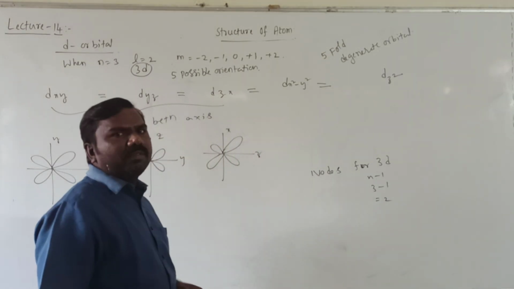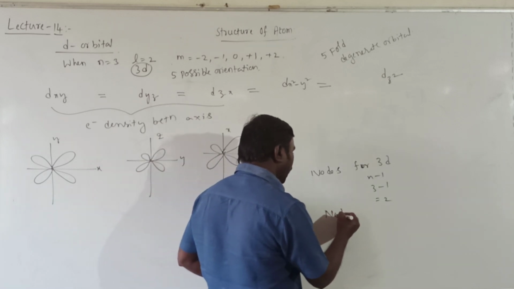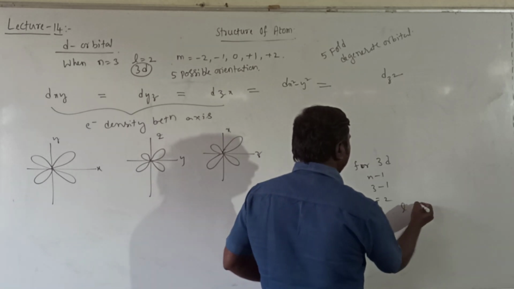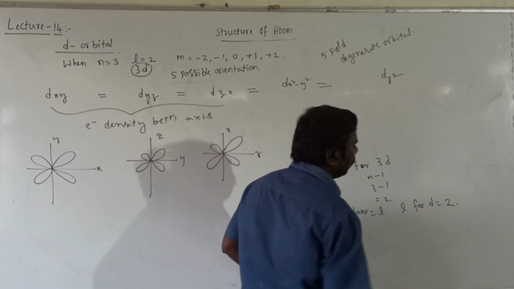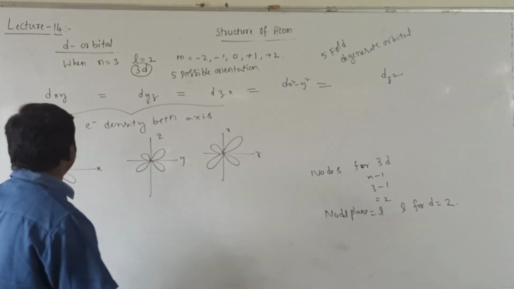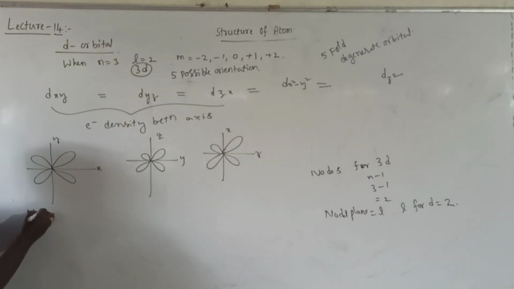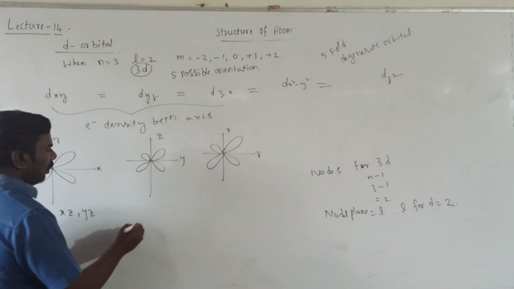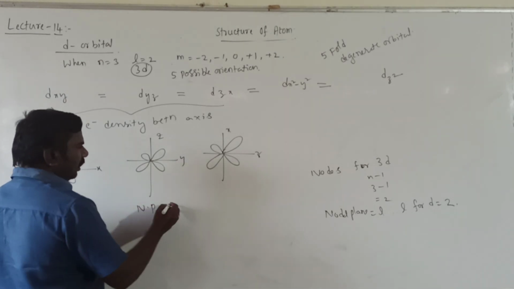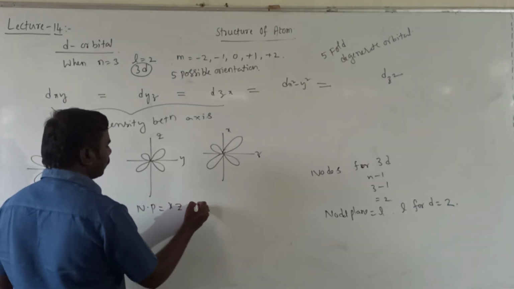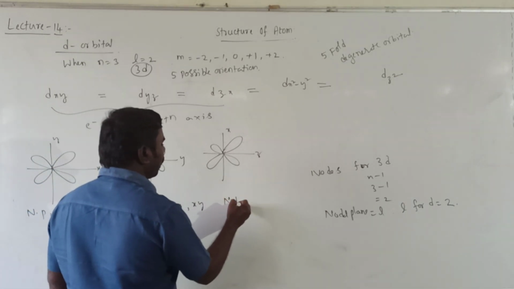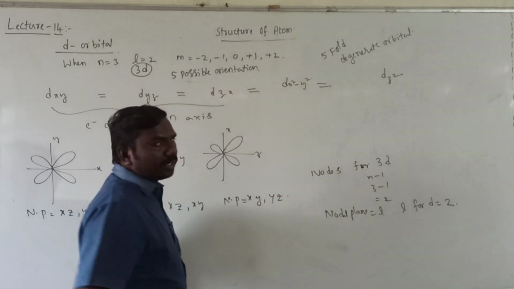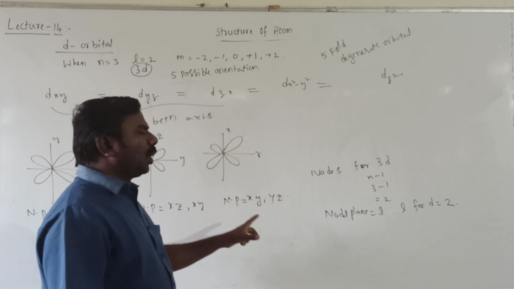Nodal planes, formula will be L value. Nodal planes value is L value. L for d is 2. It means there are two nodal planes possible. This is xy. Nodal planes are xz and yz. Nodal planes are xy, yz. Right, students? So these are the nodal planes.